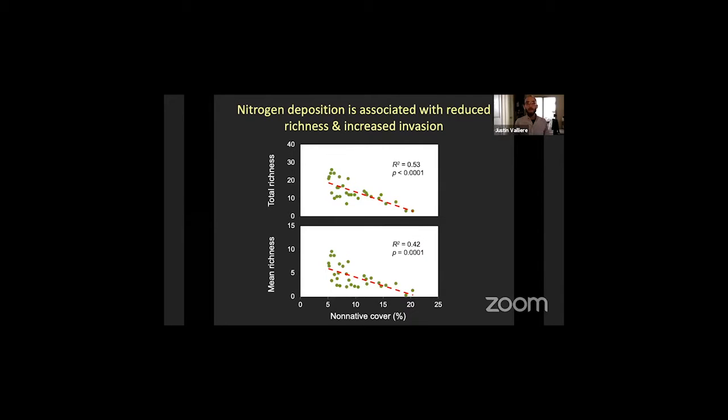And there were negative relationships between non-native cover and our measures of native plant richness. So even though non-native cover is low, it seems like it is perhaps driving some of the lower native plant richness. And that makes sense based on previous work in this system and in other ecosystems.